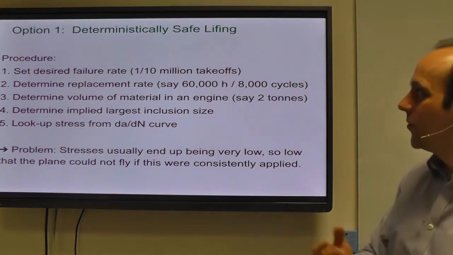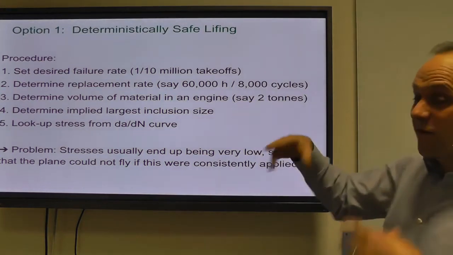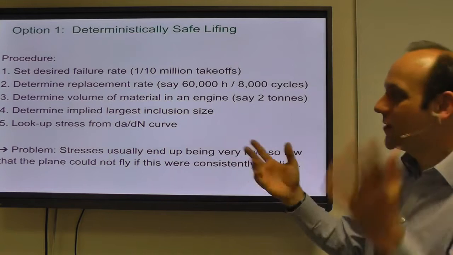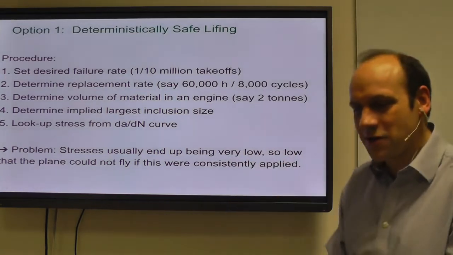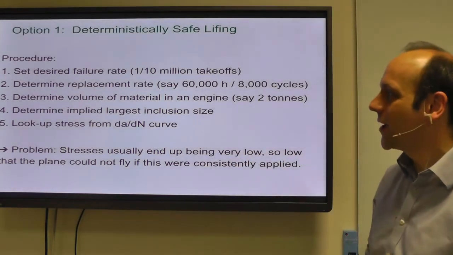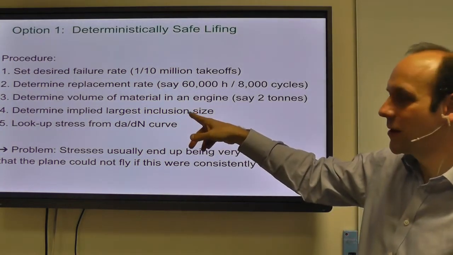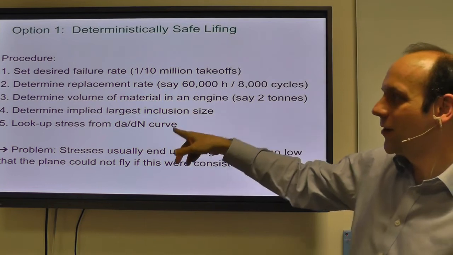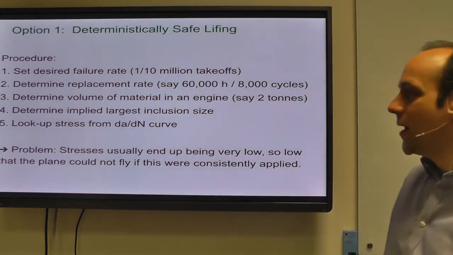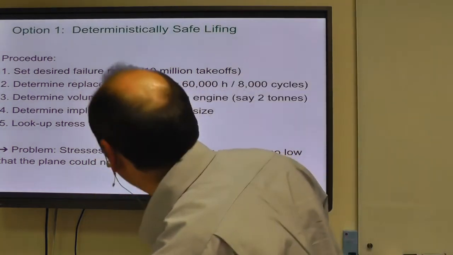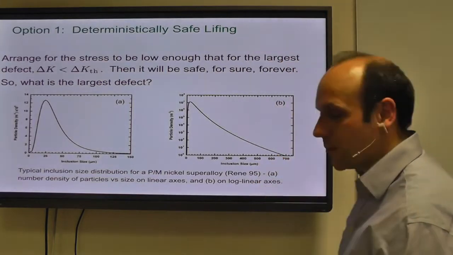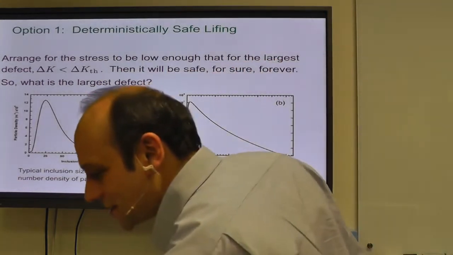That gives me a volume of, if I know how much material is in the engine, say 2 tons of material, I can then determine how much material I need and what probability that then gets me to. And then I can look up on my probability distribution what the implied largest inclusion is, and then look up the stress on the da/dn curve. And the problem is, if I go through that exercise, I'll end up looking at an inclusion that's on the order of 0.5 millimeter.